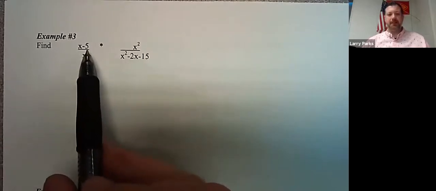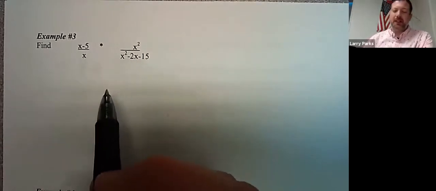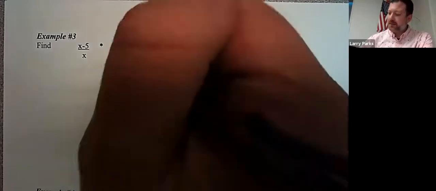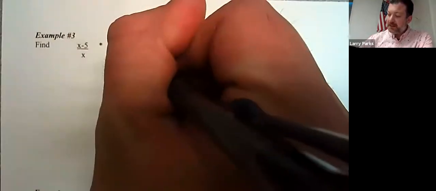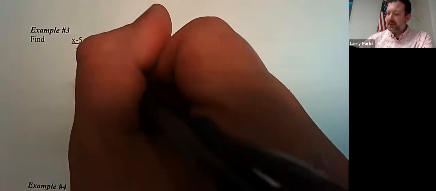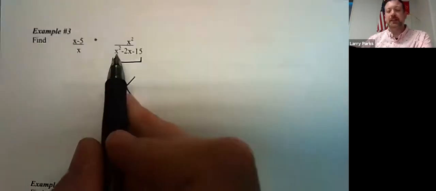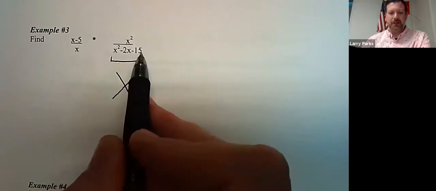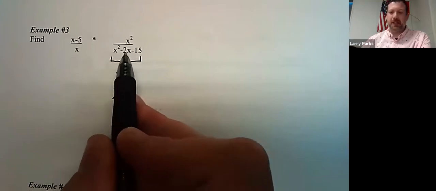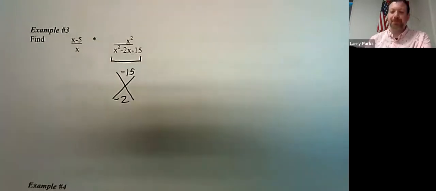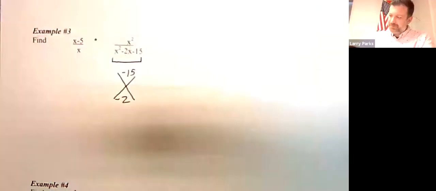So when I look at this, first thing I would do is go ahead and factor what you can. So this part right here is the only part that can factor. And what you look for, this is a trinomial, 1, 2, 3, a is 1. I'm looking for two numbers that multiply to negative 15 but add to negative 2. And that would be negative 5 and 3.